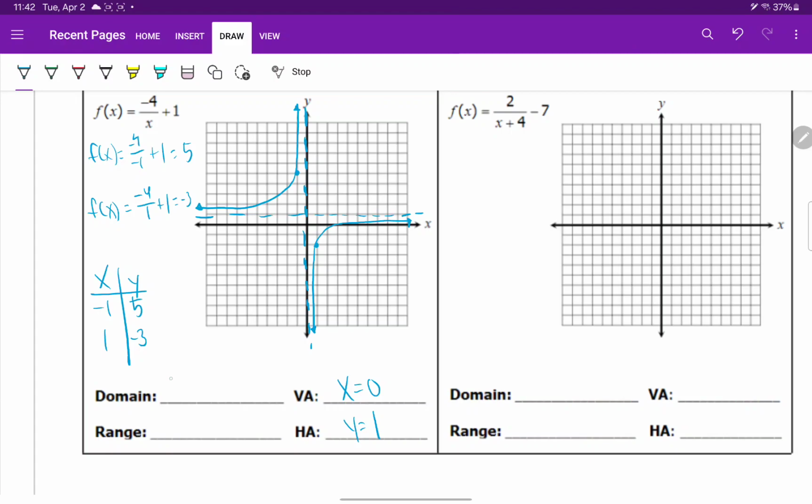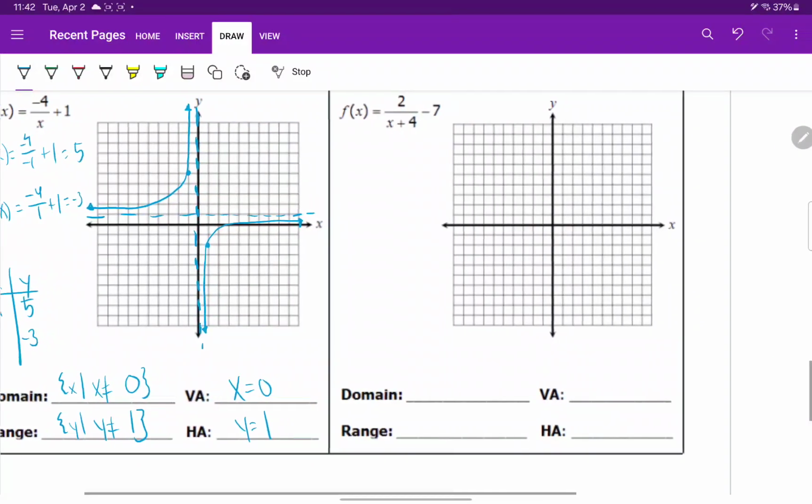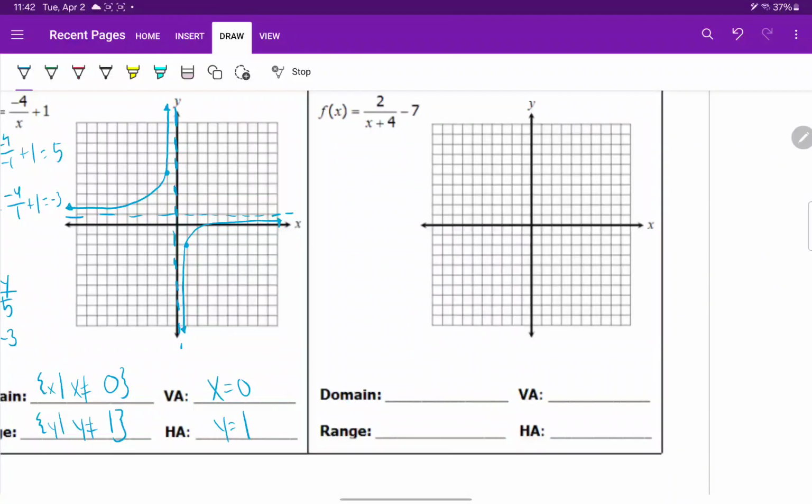So braces x such that x is not equal to 0. And for my range, braces y such that y cannot equal 1. Let me fix that. And there we go. All right, we're now off to our next example.